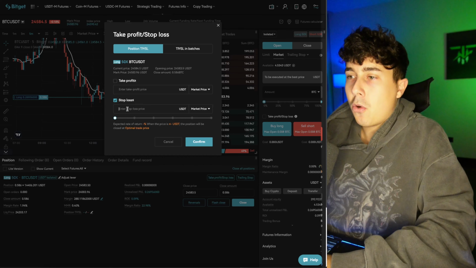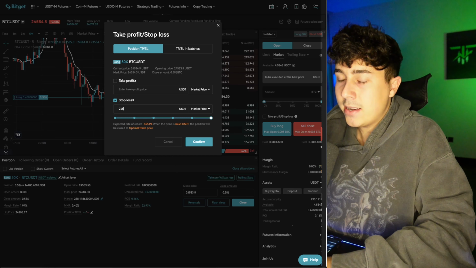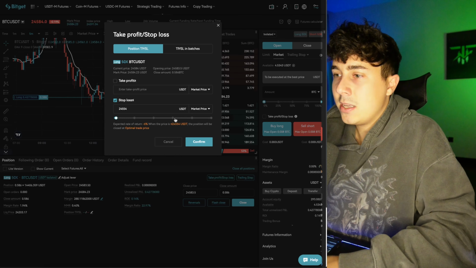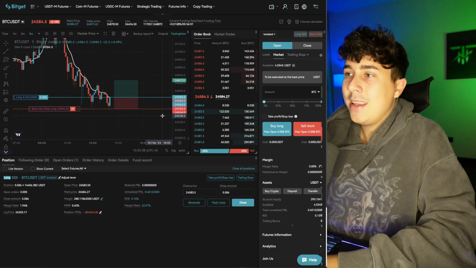And here, first of all, I don't make the take profit here, I only make the stop loss here, because the take profit we do later. So I give in my stop loss here, click on confirm, and as you can see, the stop loss is now here perfectly in the chart.